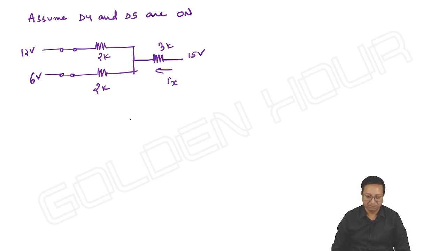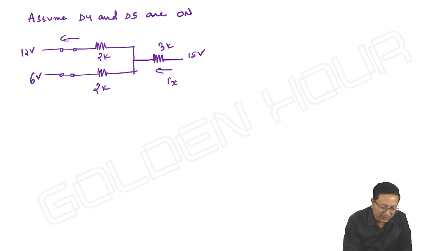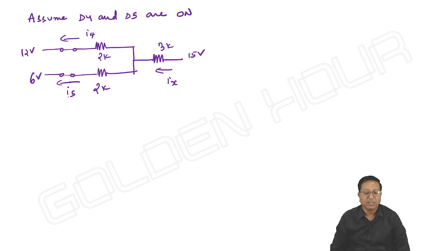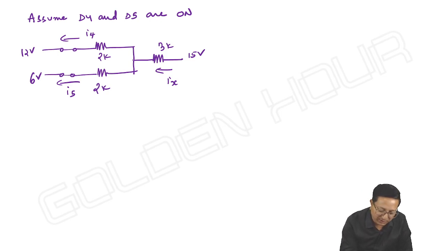They're asking us to find Ix. Okay. So it looks like some regular network only. From this circuit we cannot directly write Ix. We should see the currents through the diodes D4 and D5. That means ID4 and ID5, or I4 and I5. We should see that these two currents I4 and I5 are positive. If the current through a particular diode is negative, then that diode cannot conduct. So for that, let me take this voltage as Vx.